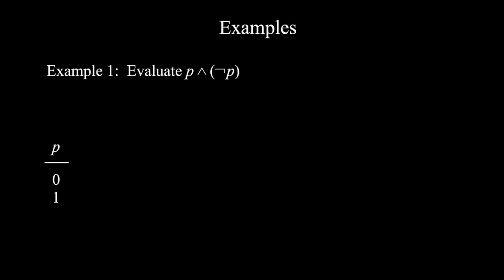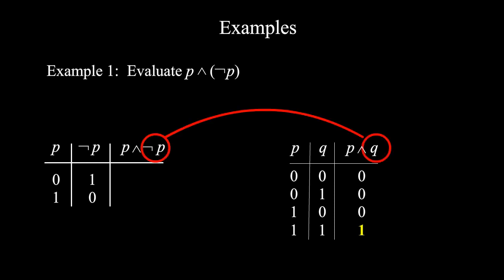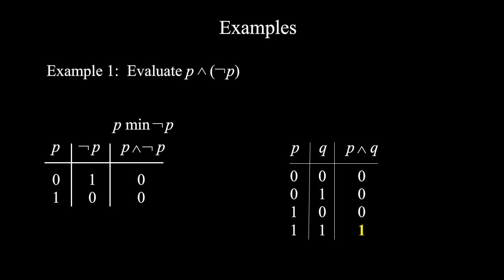We put P in the first column. Not P is not a primitive proposition. It is a proposition P with the operation not. Its values are just the opposite of those of P. We put it in the second column. Next, we evaluate the original proposition, P and not P. Look at the truth table for operation AND. In this case, Q is substituted by not P. The operation AND gives the minimum values of the operands. So we get that the values of P and not P are all zeros.